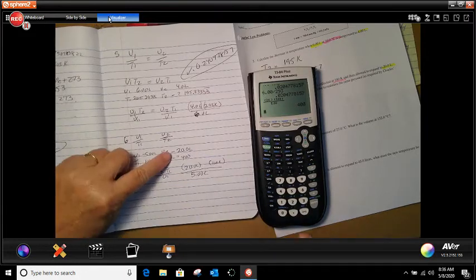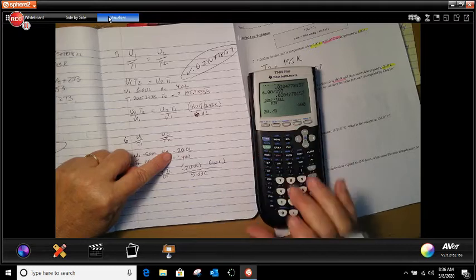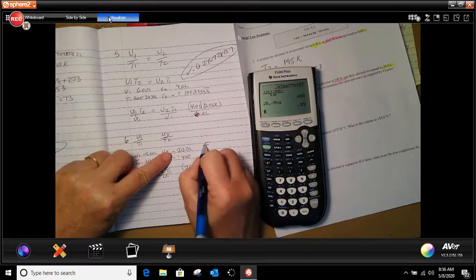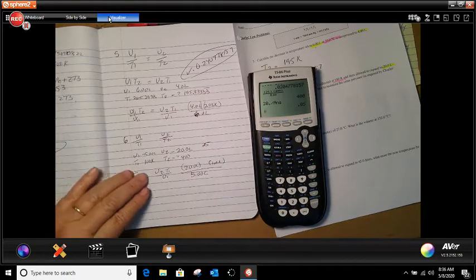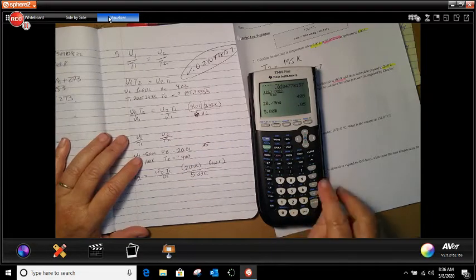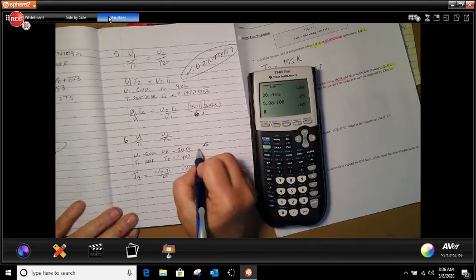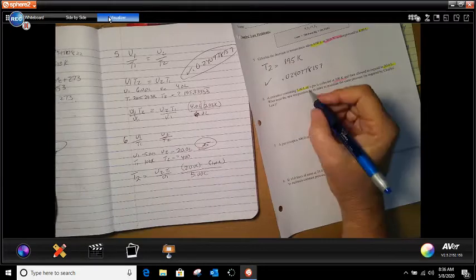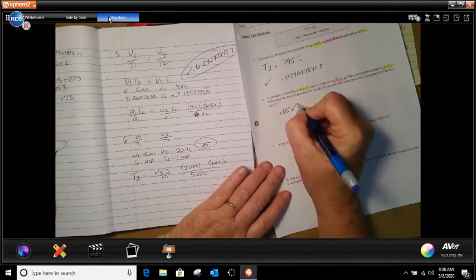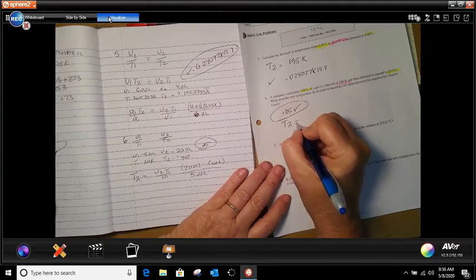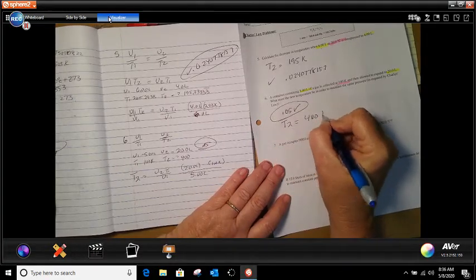So I'm going to go ahead and take my 20. I'm going to divide it by my second answer, and I get 0.05. Then I'm going to take my 5.00 divided by 100, and I got 0.05 again. So 0.05 is my check number. And my answer for T2 equals 400 degrees Kelvin.